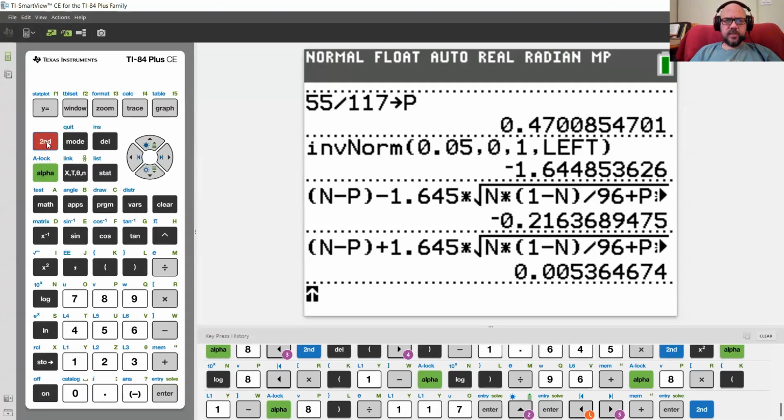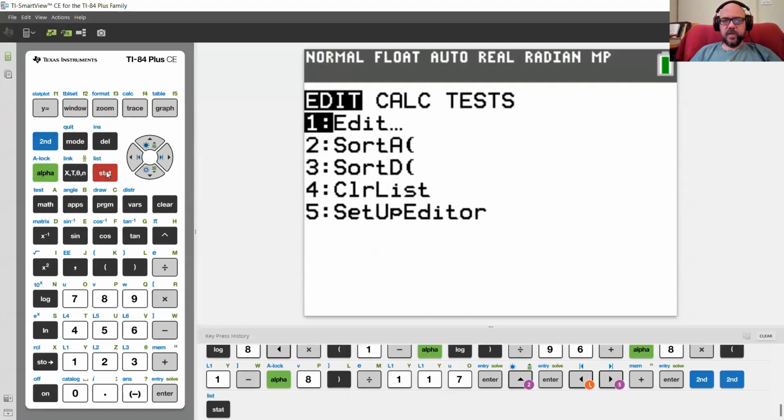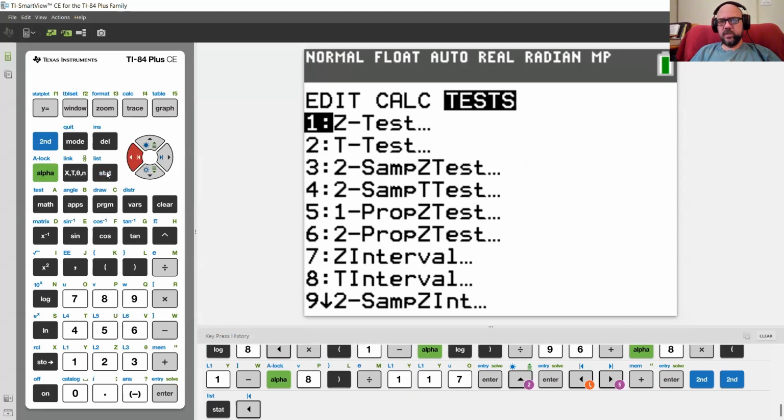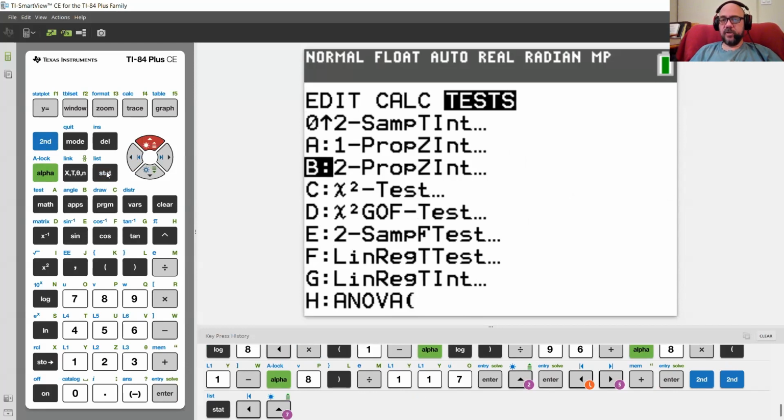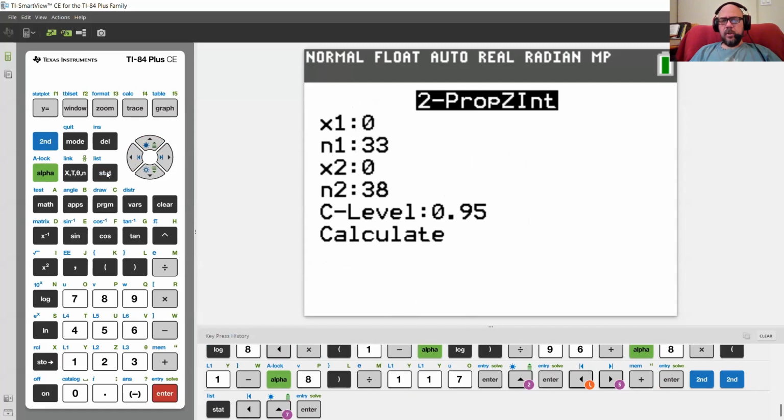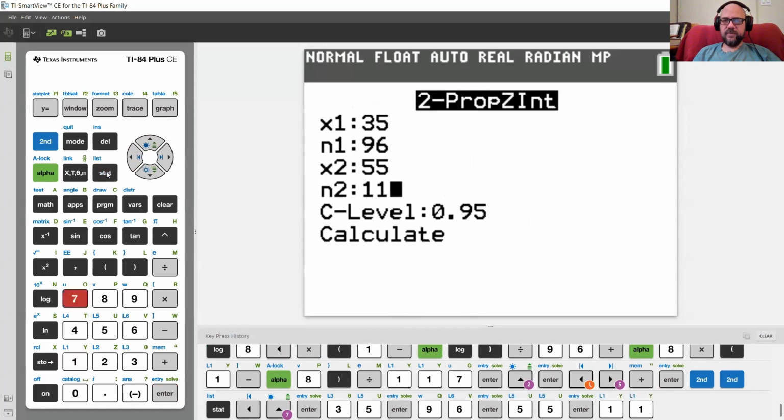So we're going to look in the same place, not there. We're going to look here instead. Tests, we want to do a 2-prop Z interval. So that's down here, 2-prop Z interval. So 2 proportions making a Z interval. X1 was 35, and N1 was 96, and X2 was 55, and N2 was 117. And we're making a 90% confidence interval.